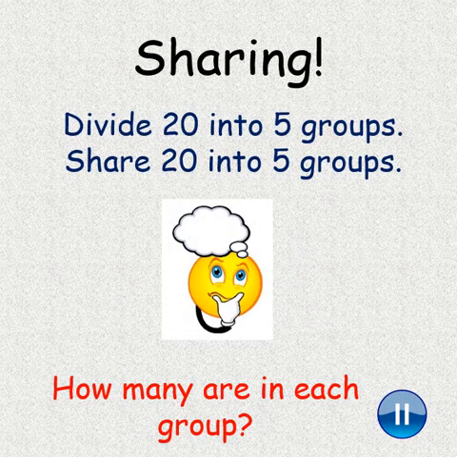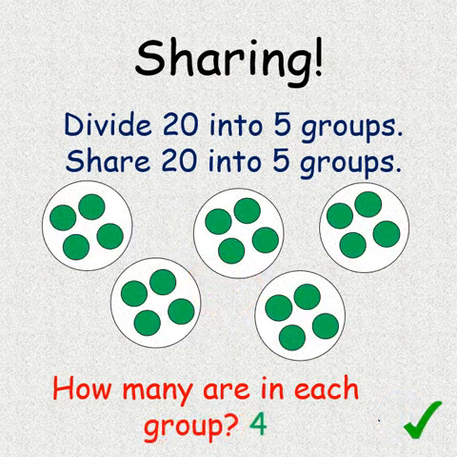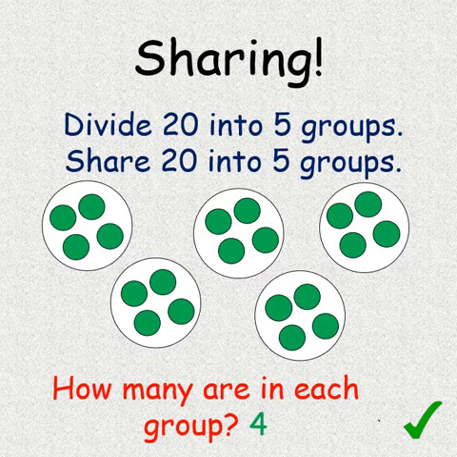Okay, last go. Have a go at drawing the groups to find out how many are in each group. Okay, so you're going to divide 20 into 5 groups. Pause the video here and have a go. Okay, well done if you worked out that there should have been 4 in each group, and you can see that I have drawn my 5 groups and inside them I've got 4 counters in each. So well done if you got that right.